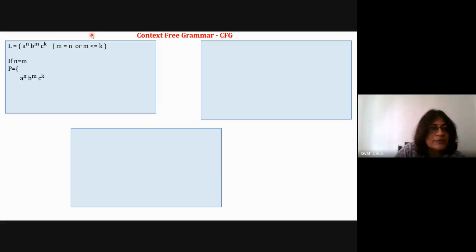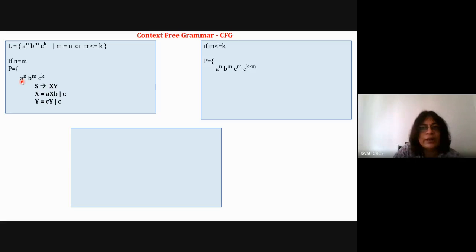So I'll say that suppose m is equal to n. If m is equal to n, then these two terms are the same. So this is easy. S is XY, where X will be for a b and Y will be for c for any number of times. Then my m is less than or equal to k. So I can split c. I will write c for m times and c for k minus m times. So in total this will be c for k times.